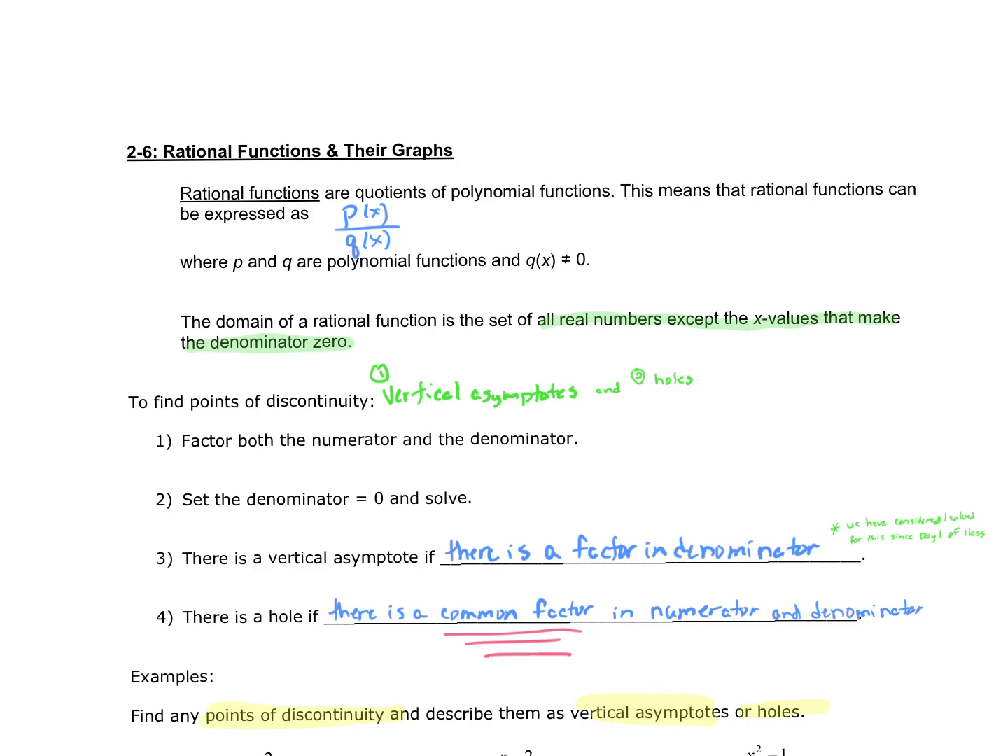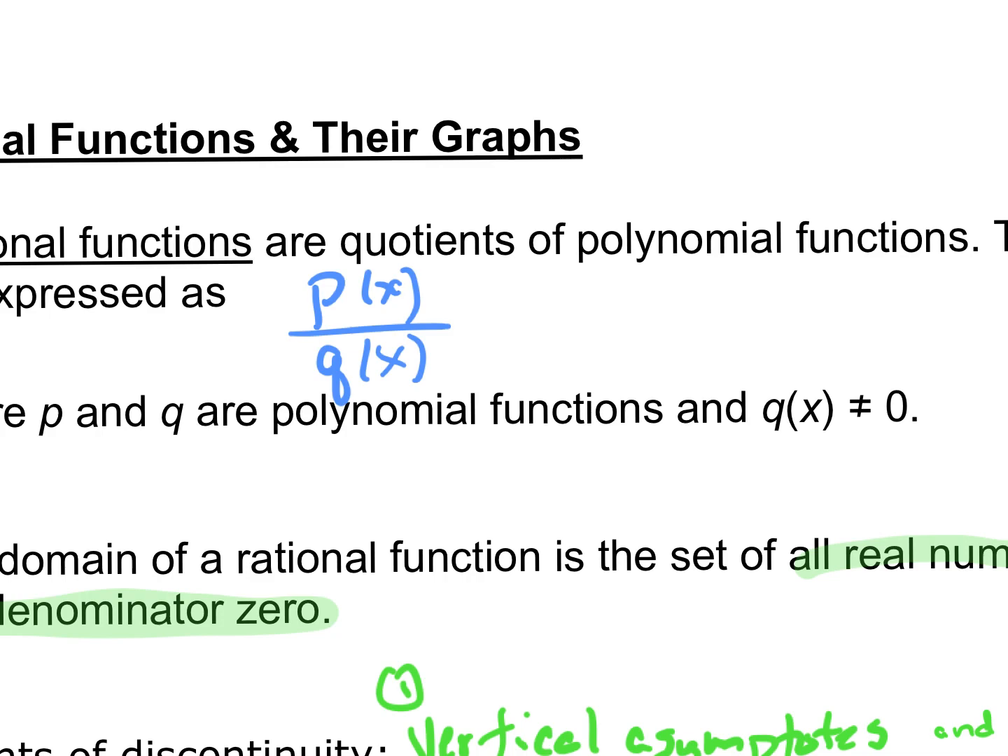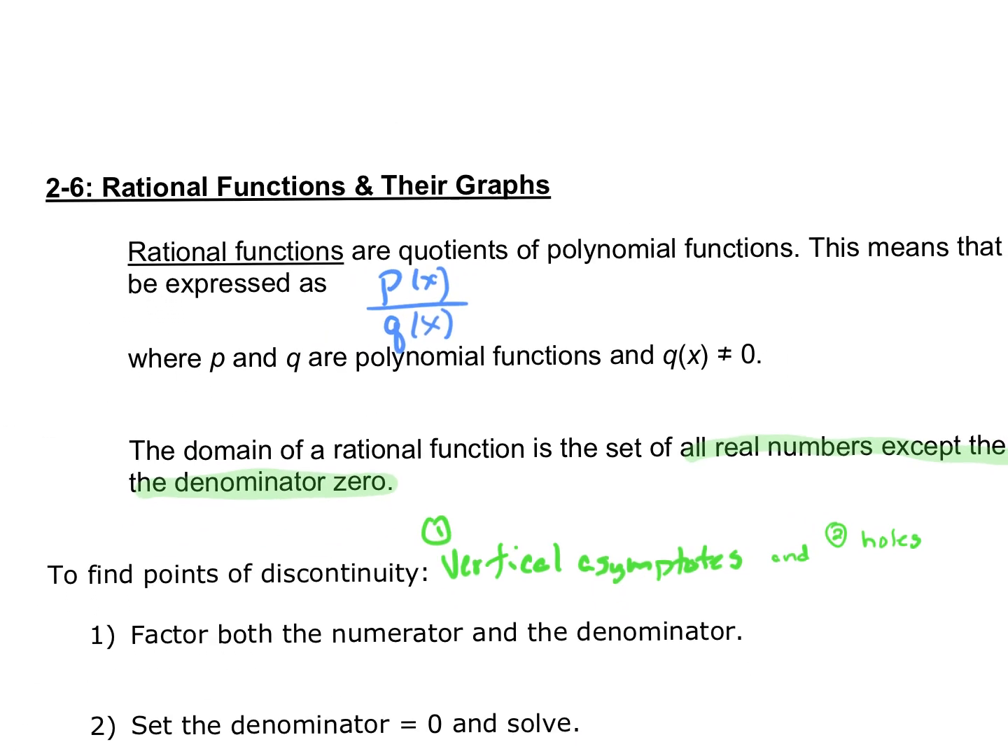All right, so we're going to talk about rational functions, and we're going to start the discussion. We're going to look at some of the precursor stuff to help us graph these rational functions. If it's a rational function, that means we are talking about one polynomial being divided by another polynomial. So it's going to be written as a ratio, polynomial P over polynomial Q, right?